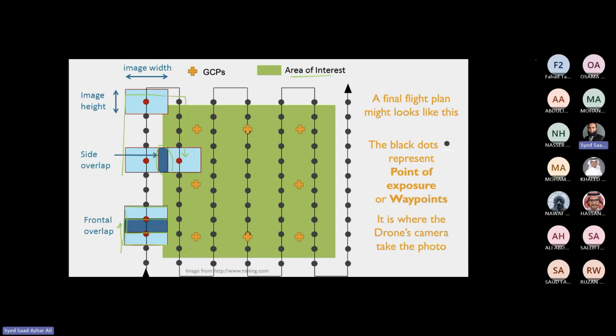By looking at it, what do you say about how much is the frontal overlap and how much is the side overlap? You can just guess by looking at the images or the waypoints. What do you think, guys? Anyone? How much is the front overlap in this case? Overlap is basically how much the images are overlapping the other one, how much the next one is overlapping the previous one.